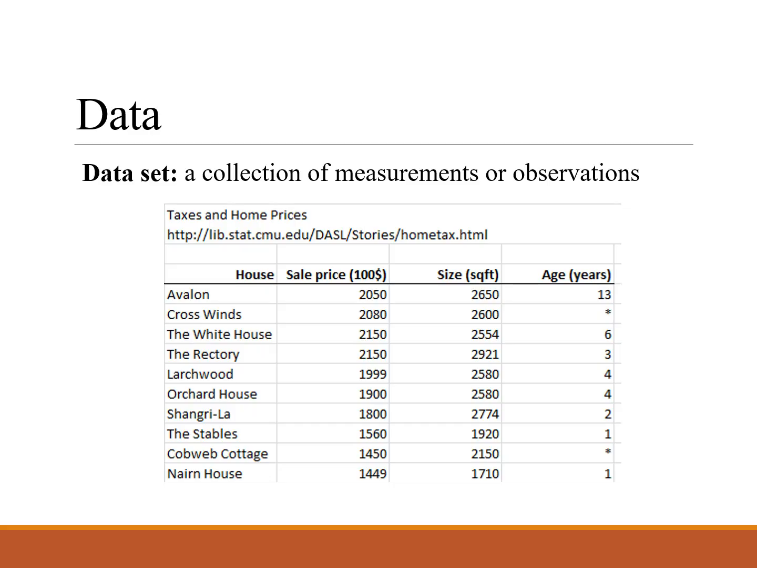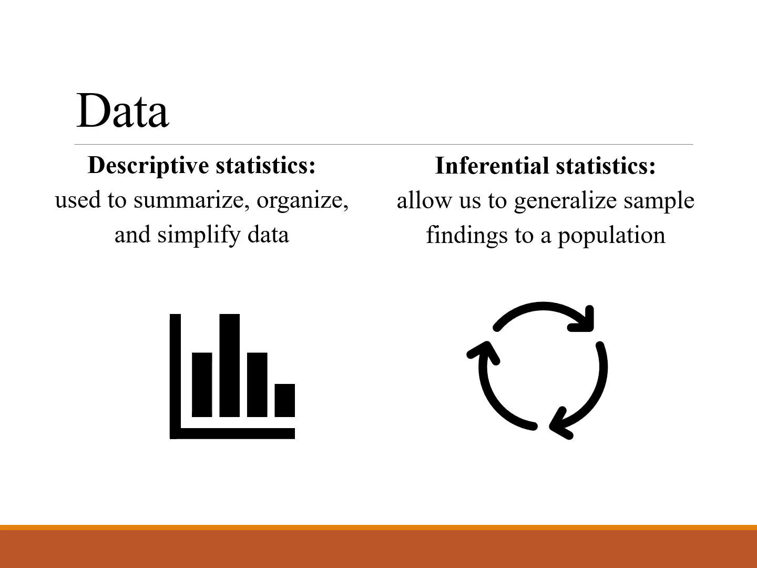A data set is a collection of measurements or observations. The example on the slide is of taxes and home prices, and in the data set there is the house name, sale price, size, age, and these are just some of the numbers collected. The list goes on. All of the information together creates a data set.